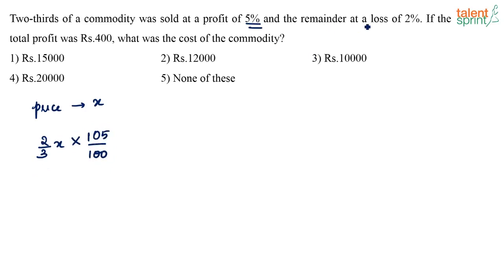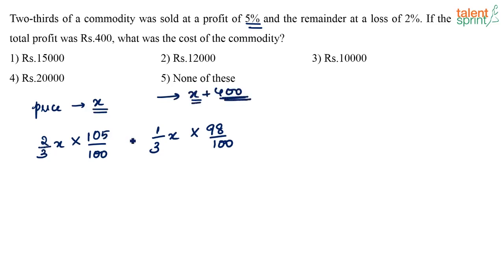Now the remainder is sold at a loss of 2%. So how much is remaining? Out of x, 2/3 of x is sold for a profit of 5%, so the remaining will be 1/3 of x. This 1/3 of x is sold at a loss of 2%, or it is sold for 98% of its actual price. Correct? Now what are they saying? When I am doing this, I am getting a profit of 400 rupees. So if the actual price is x rupees, the price at which I am selling it is x plus 400. This 400 is my profit and x is my cost price. Yes?